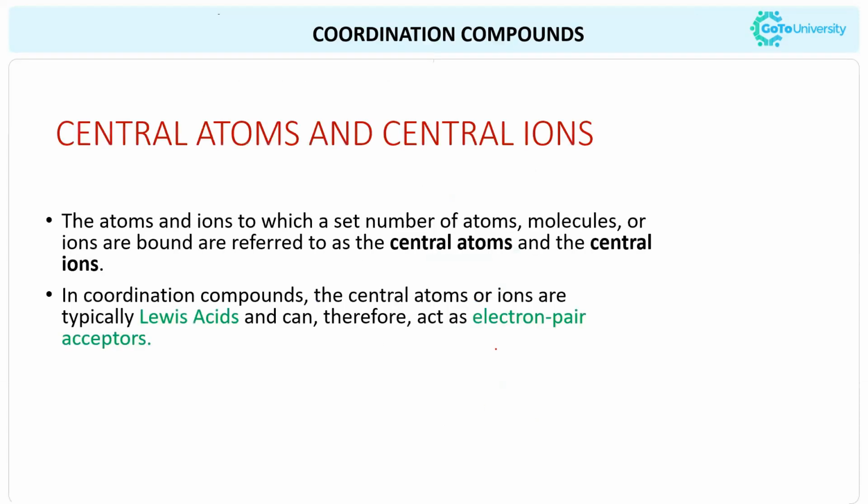Okay, now central atoms and central ions. In the coordination complex, if I take the previous example, [Co(NH3)4Cl2], we can see there is a metal atom. Cobalt is the metal, and there will be some oxidation state for the metal atom as well. So in these coordination complexes there is a central atom or central metal ion, meaning there will be a charge on this metal atom. So usually they are called the central metal atom or central ion.